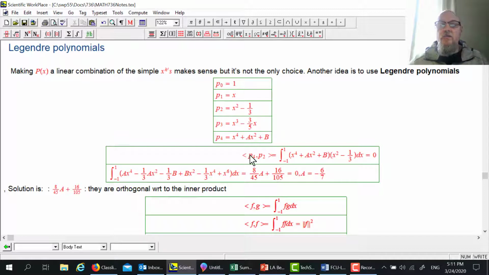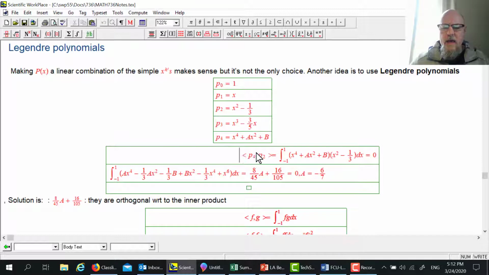So now I had two unknowns, A and B. By making P2 and P4 perpendicular, then I have one. I can make P4 and P3 perpendicular to each other. So let's try that.